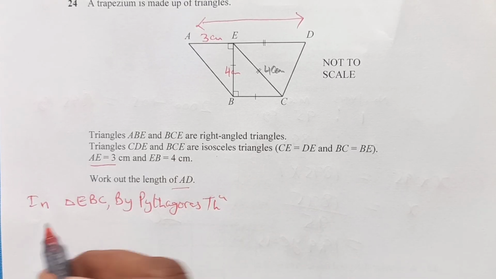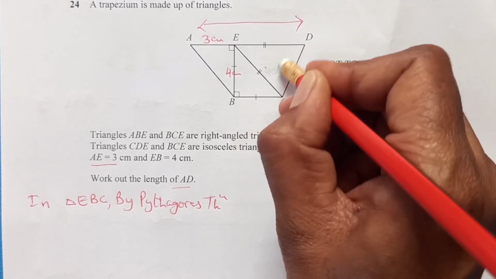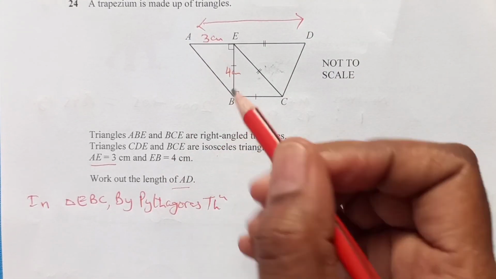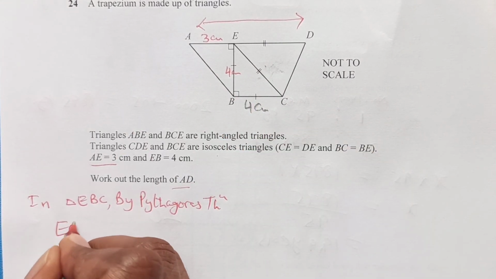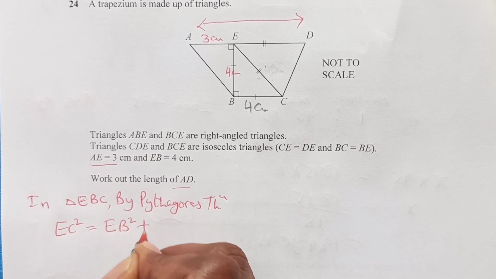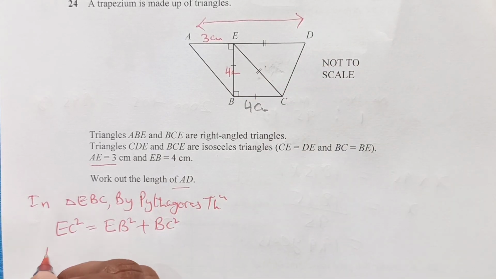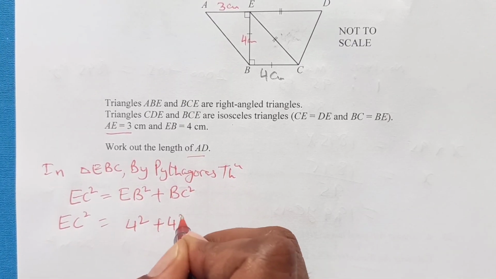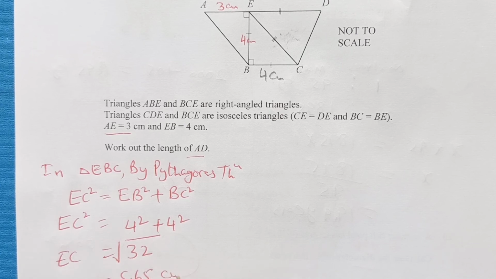We always have hypotenuse squared. Sorry. This is not 4. This one is 4 down here. This and this side are equal. So we have EC squared equals EB squared plus BC squared, right? This side squared is the sum of the squares of these two. So EC squared is 4 squared plus 4 squared. This is 16 plus 16, 32, and EC will be the square root of this, which comes to 5.65 centimeters, right?